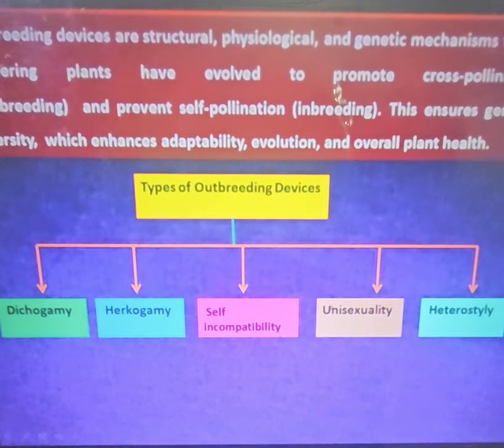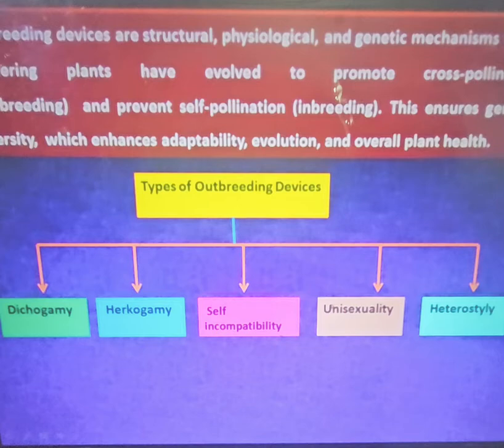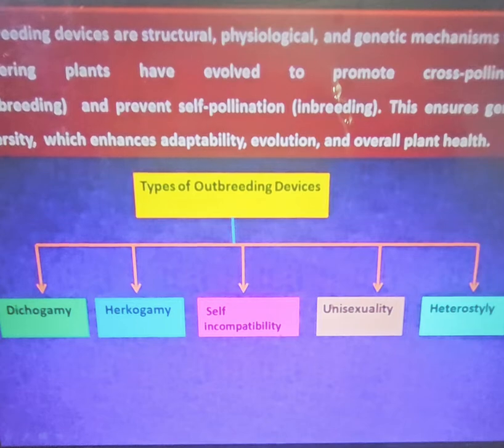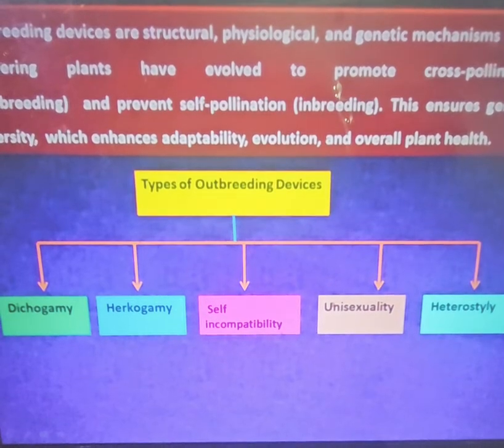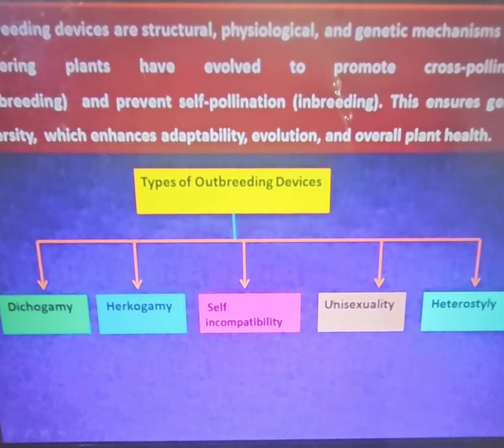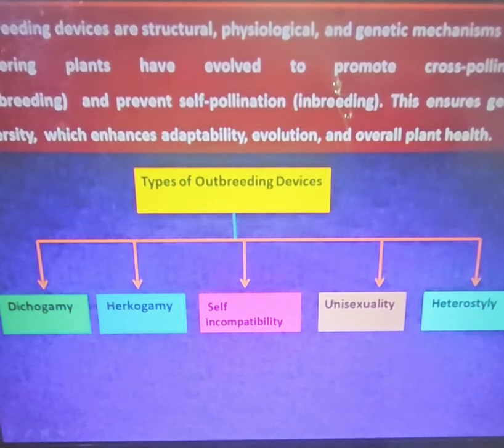Dear students, let me start with one of the important topics which is always asked in many of the exams, and that topic is outbreeding devices. In our previous lecture, we have dealt with pollination and we have studied that we have two pollination types. One is self and another one is cross pollination.